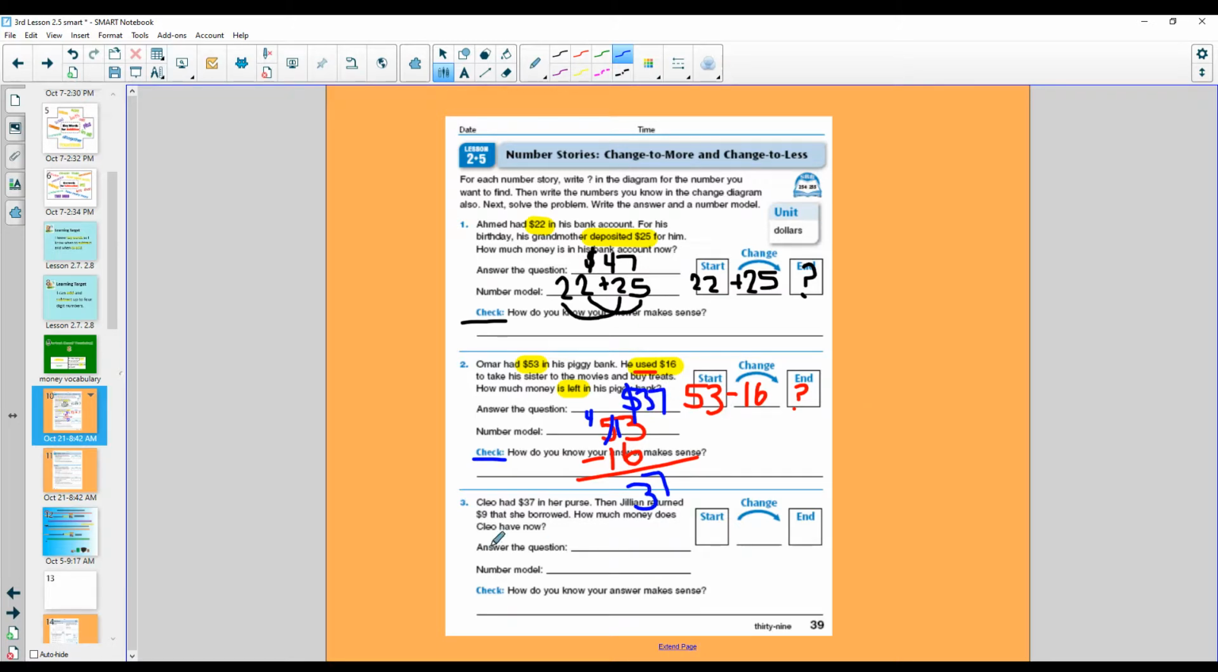Pause the video and see if you can do number 3. Did you pause it? Are you going to do number 3? All right, hopefully you have the answer. And let's highlight the important parts.